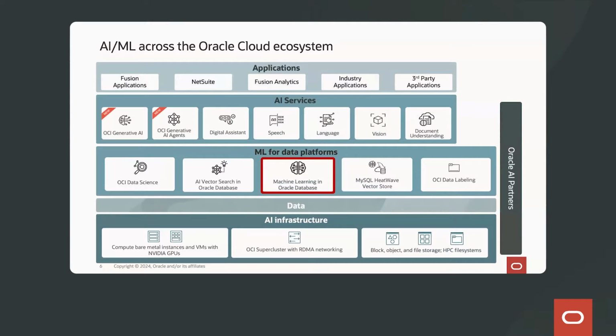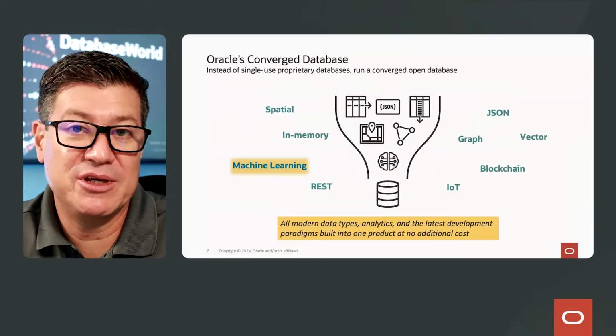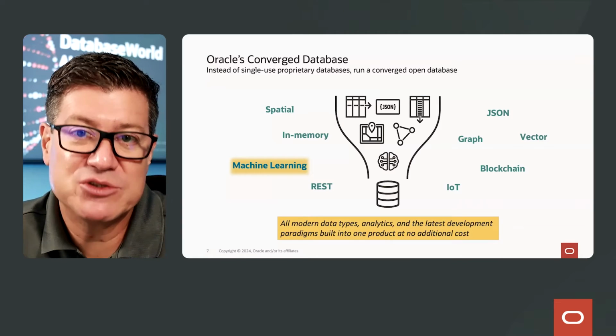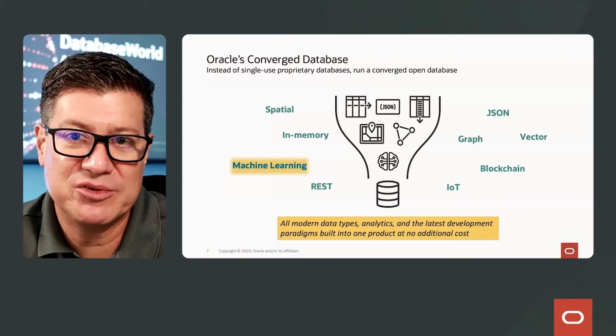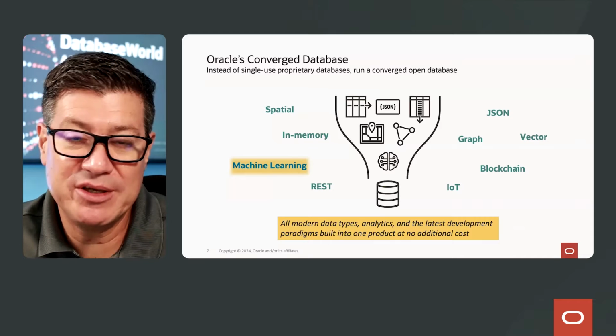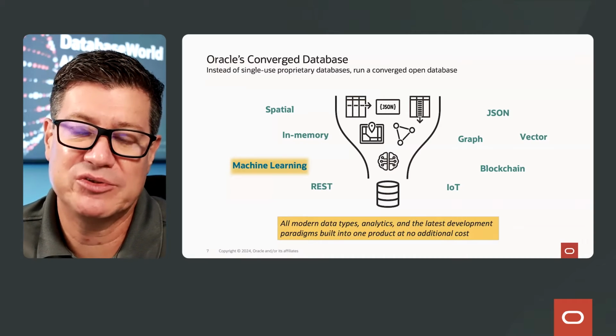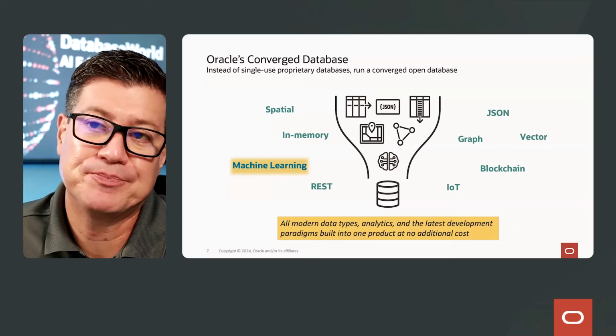As part of the AI and ML ecosystem across Oracle, machine learning in database is part of the machine learning for data platforms, right there in the middle, and that's what we're going to focus on today. We're also part of the Oracle Converged Database. So when you think about the database, we are actually in there. If you have an Oracle database, we are in there, part of that process, no matter where.